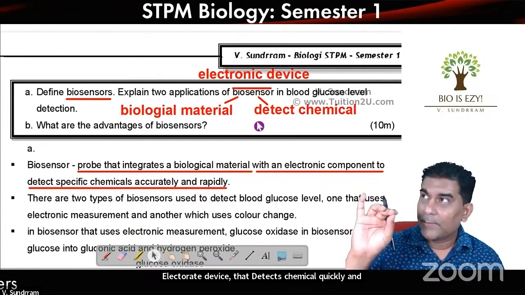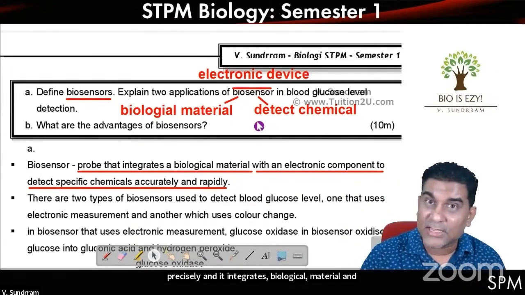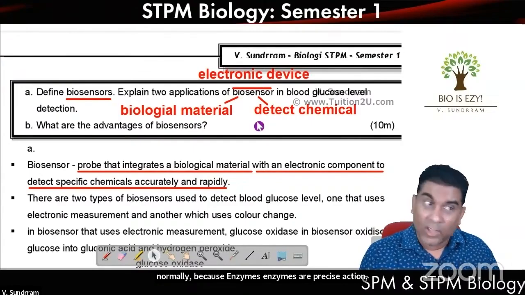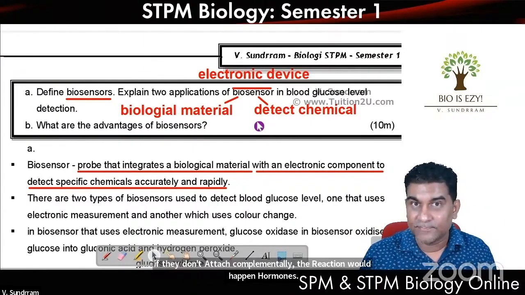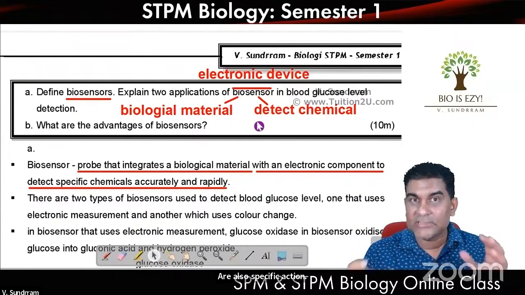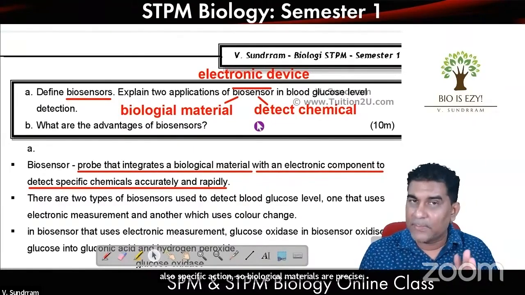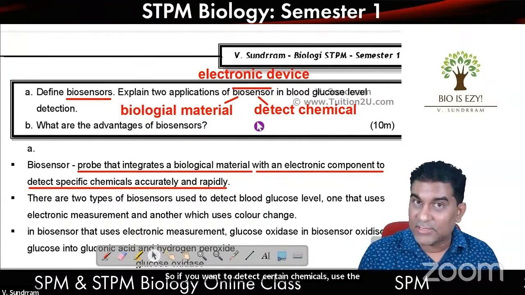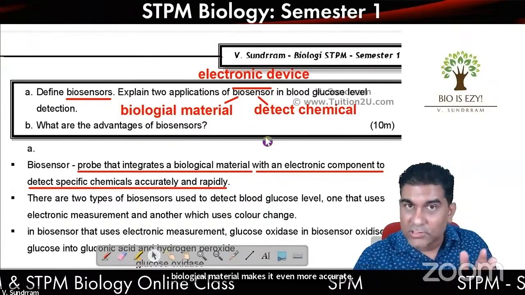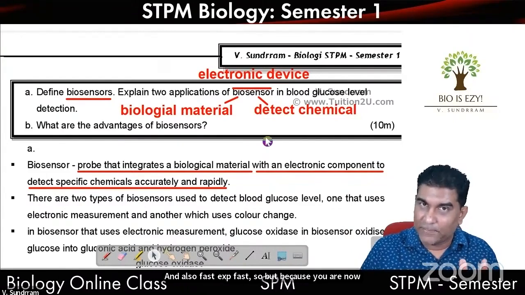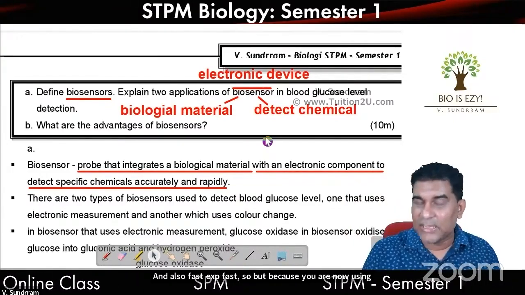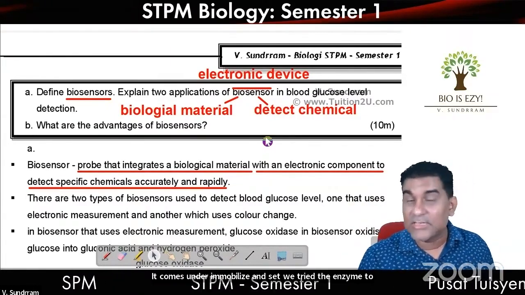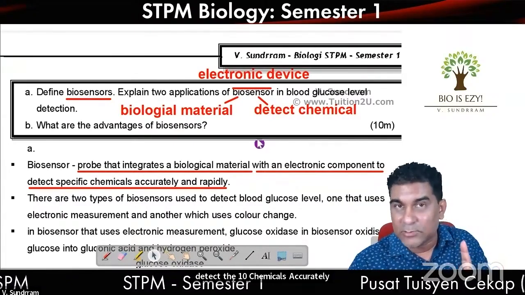Normally, because enzymes have precise action, if they don't attach complementarily, the reaction won't happen. Hormones also have specific action. So biological materials are precise. If you want to detect certain chemicals, using biological material makes it even more accurate and fast. But because you are now using an enzyme trapped in the device, it comes under immobilized enzyme. We trap the enzyme to detect certain chemicals accurately and precisely, but it's not limited to enzyme.